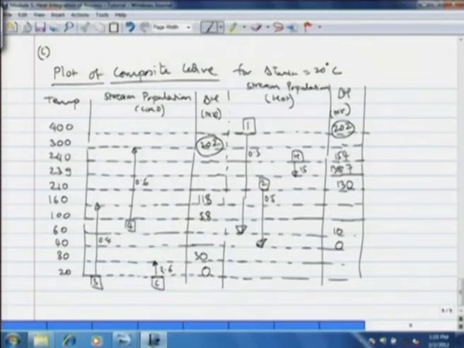And now we have to plot the temperature versus cumulative H data for hot composite stream and cold composite stream, and that graph I am showing you now.